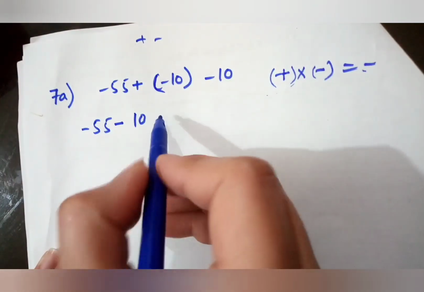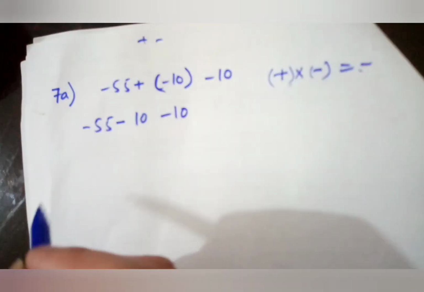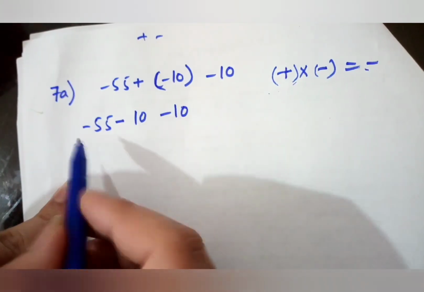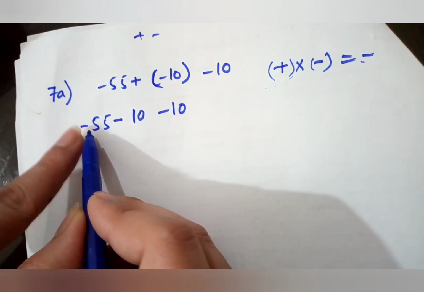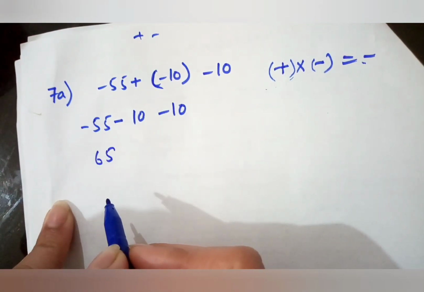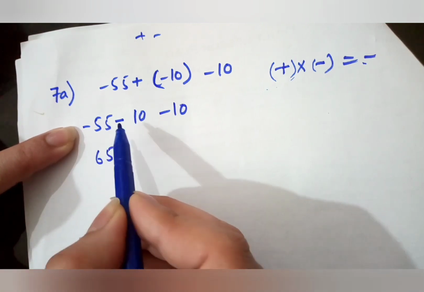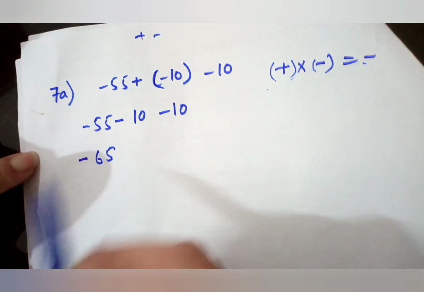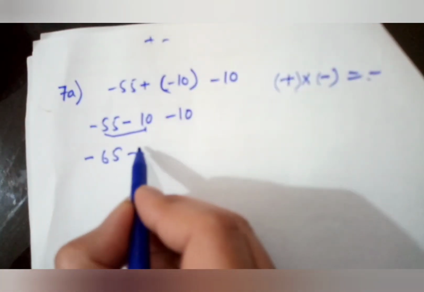And what do we have next? We have minus 10. Now we have no more brackets, so we solve this question from left to right. Firstly, we have to add minus 55 and minus 10. Both have the same sign, the minus sign. Whenever there are same signs, the terms are added. 55 plus 10 is equal to 65. And what would be the sign? We have a minus sign with 55 as well as a minus sign with 10, so the terms will be added and we place the same sign, that is minus. Now we will write minus 10.